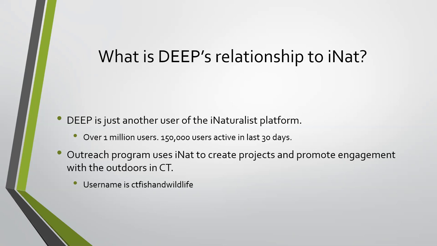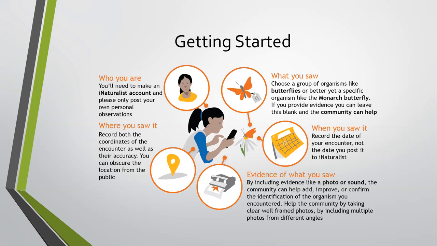Specifically, our outreach program is using iNaturalist, and we're making different projects as we go. Our goal is to promote engagement with the outdoors in Connecticut. So we want to get people involved of all different ability levels. We want to create a bunch of different projects that help stimulate people's interest and get them outside discovering the outdoors. If you already have the iNaturalist app, you can search for our username. It's CT Fish and Wildlife. And that's the same username you'll find us on Facebook and on Instagram as well. And I think Twitter too.